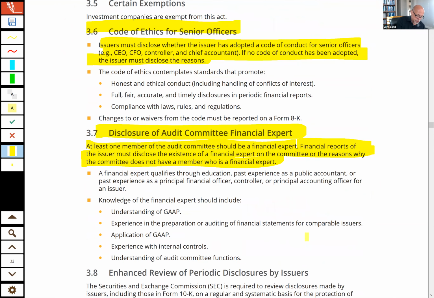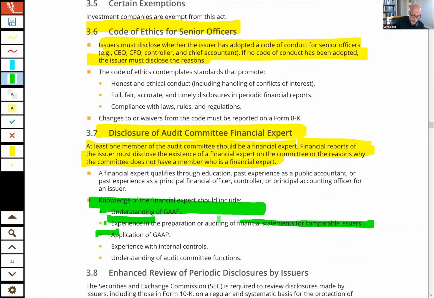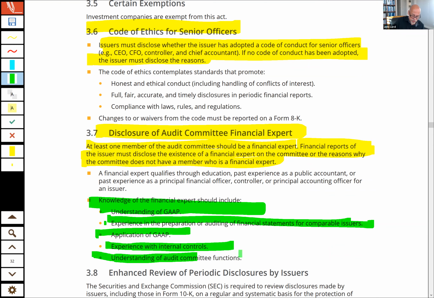So you take a look. Knowledge. What should the financial expert know about? GAAP. Experience in auditing. Experience in the application of GAAP. Experience with internal controls. Understanding of audit committee functions.